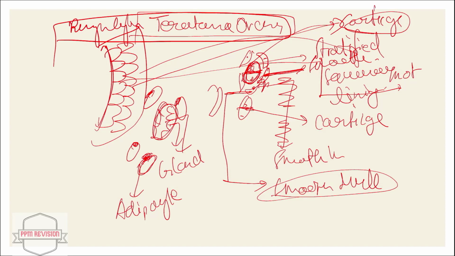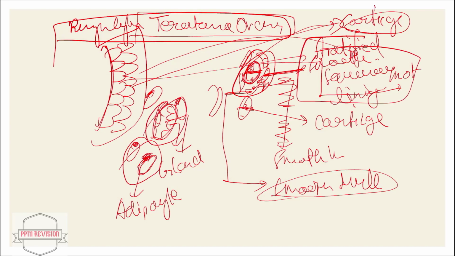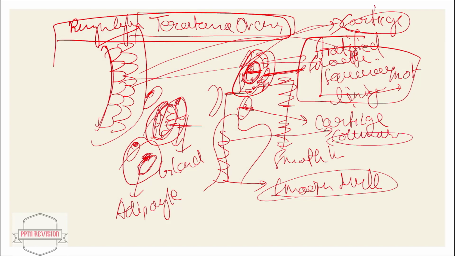So the important point here is the presence of the cartilage. The adipocytes can also be present. There's presence of the glands. There's presence of stratified squamous lining, that is important. There's also the columnar lining that is seen. So now moving ahead, we have seen this.